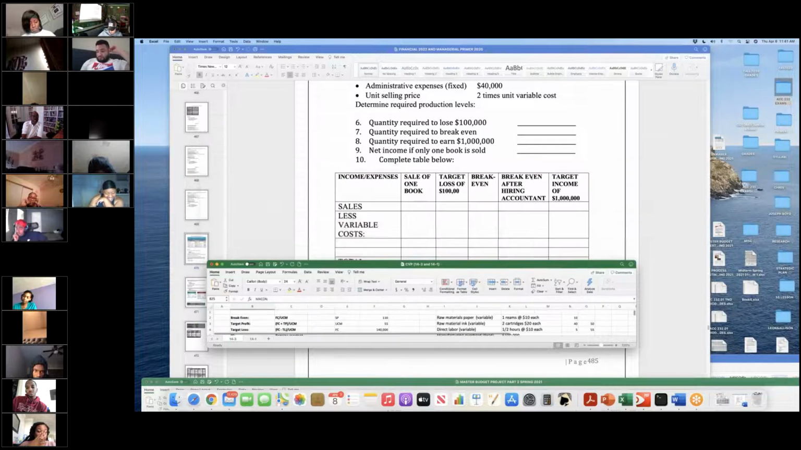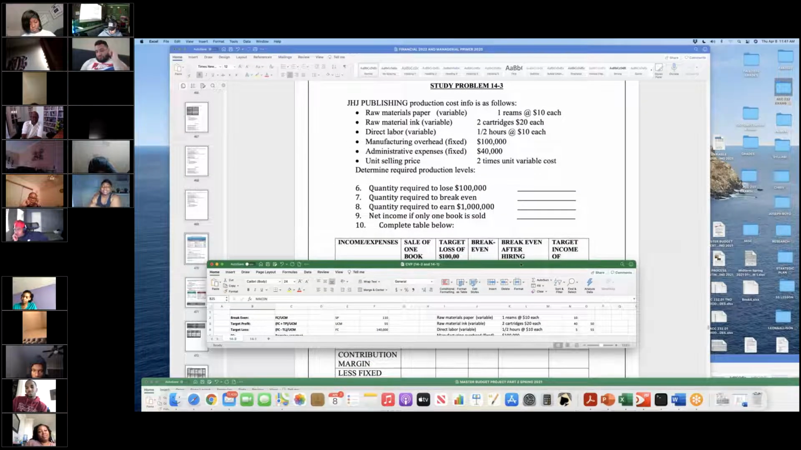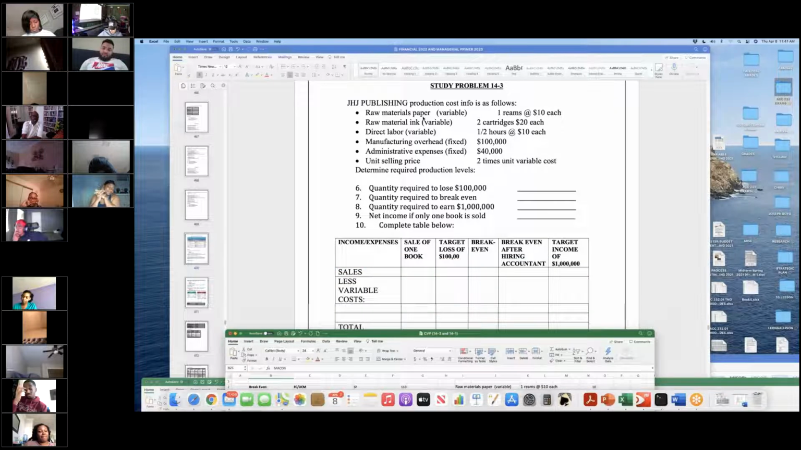Let me see if I can find it. Okay, here's 14-3. The raw materials paper was 1 ream at 10. The raw materials ink, 2 cartridges at 20. Direct labor, half an hour, and you were paying them $10 an hour. That may not have been overly clear, but it took you half an hour to make it, and you were paying them $10 an hour. So that's 5 for manufacturing, right? Your manufacturing overhead was 100, and your administrative expense was 40.